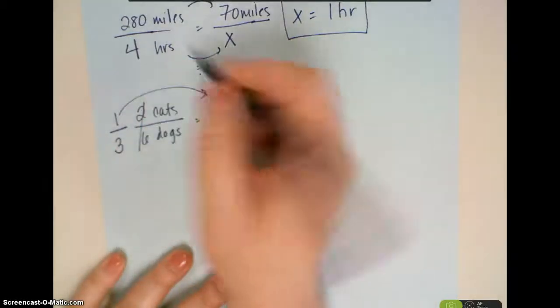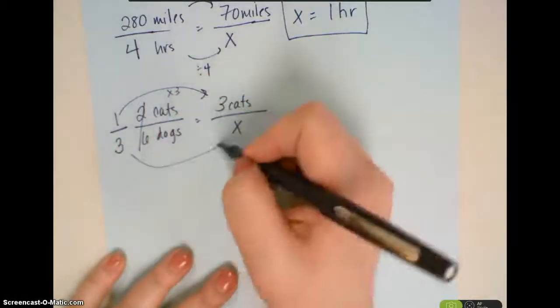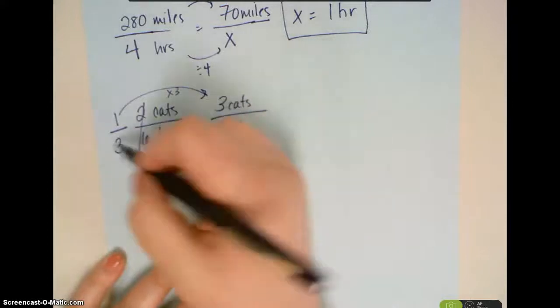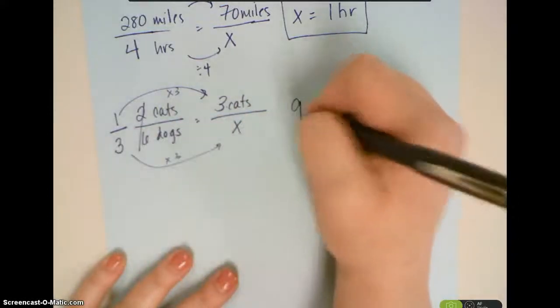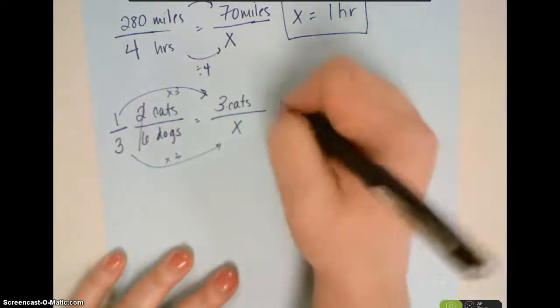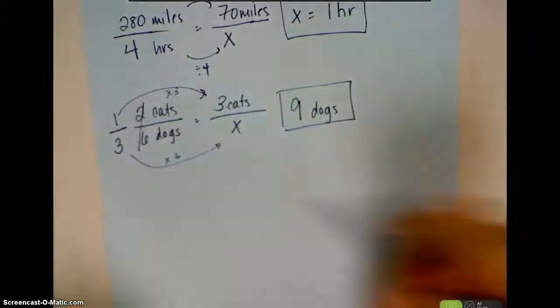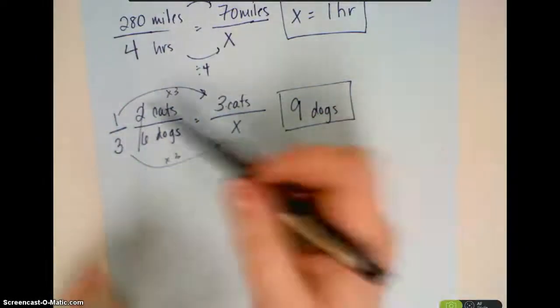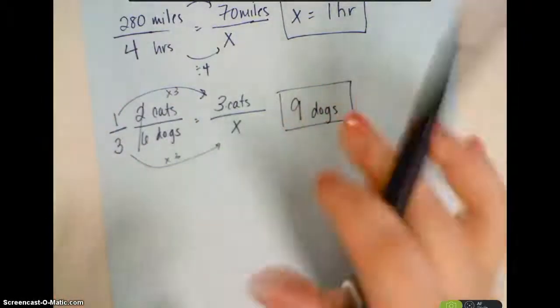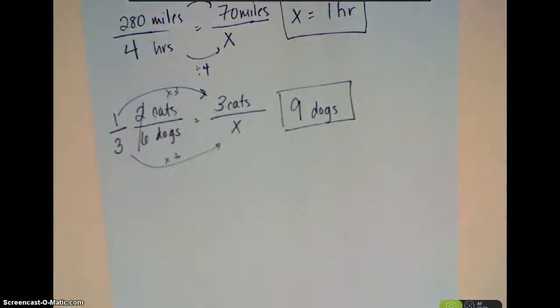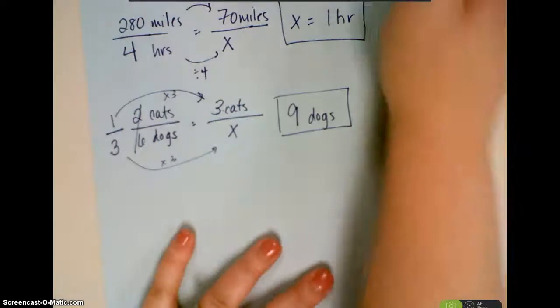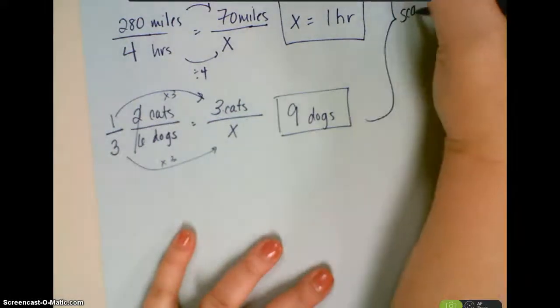Now I still have a really nice scale factor. 1 times 3 to get to 3. 3 times 3 is going to be 9 dogs. So again, I know that for this problem especially, it's not hard to just cross multiply and divide, but that's not the easiest way to do it. When you get to the more complicated numbers, it will be easier to just simplify and then use your scaling up.